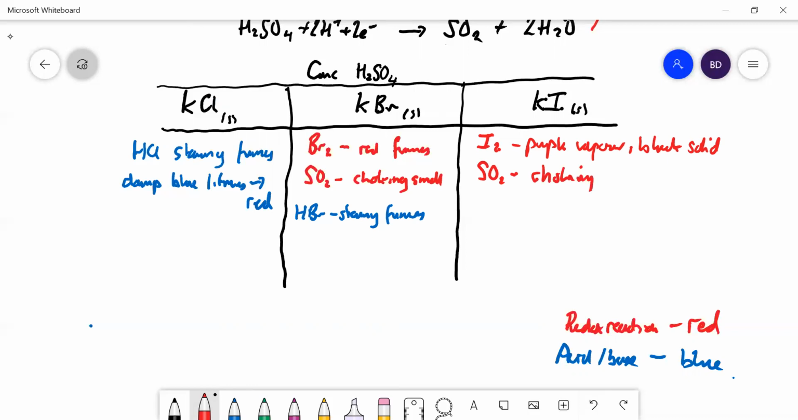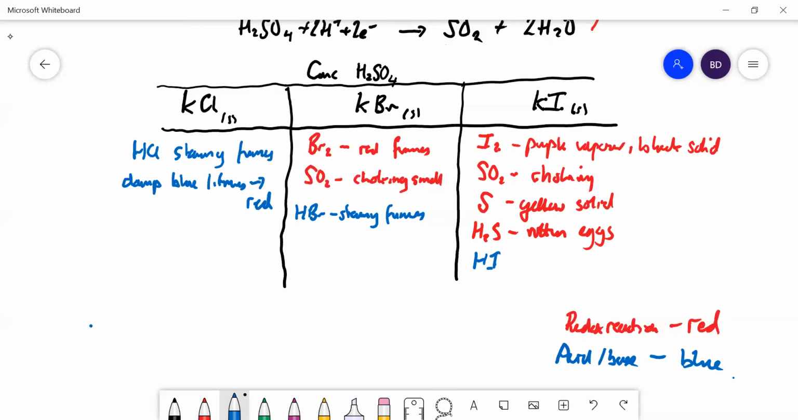But the sulfur can also get reduced not just from the +4, but down to 0, so you'll get sulfur, that's a yellow solid. And you're also going to get H2S, which smells of rotten eggs. And then you will also get HI, which is very similar to HCl and HBr. That comes as a result of the acid-base reaction, and that will be steamy fumes.